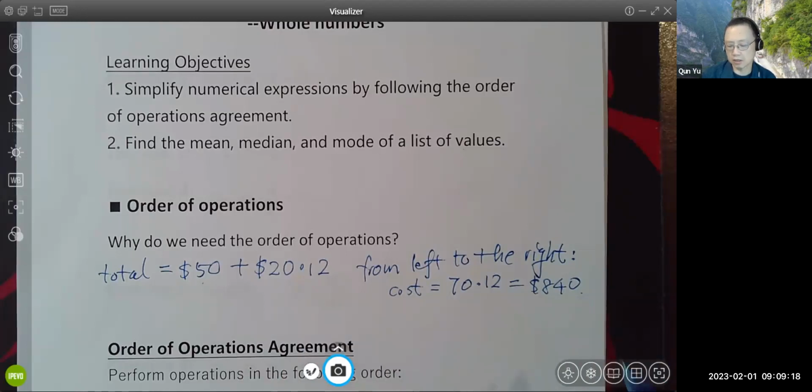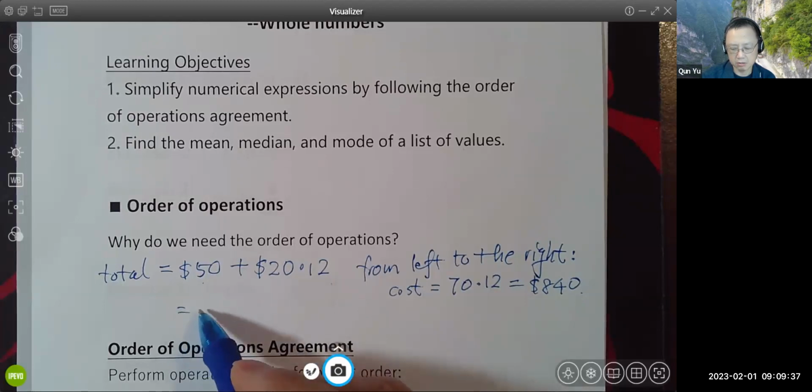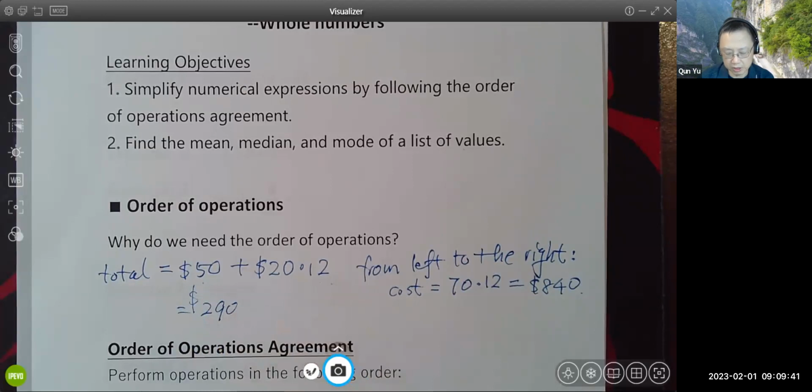But you know this number is way off, just from common sense. You know it is wrong, because $50 is a one-time fee. Each month you pay $20. 12 months, that will give you $240. 240 plus 50 is 290. 290 is, first, more reasonable. Secondly, it's just the right answer. This is from common sense.